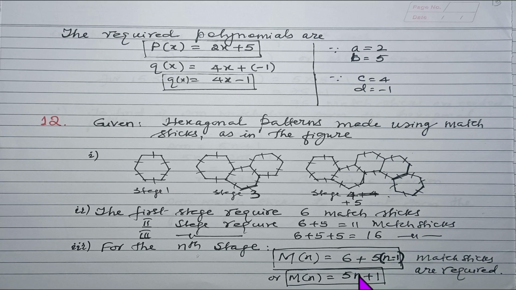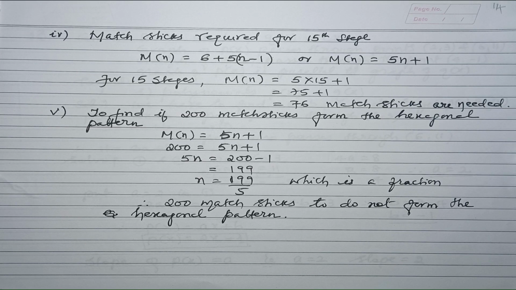Now if I take n as 1 here, 5 into 1 is 5, 5 plus 1 is 6 matchsticks. If I take 2 here, 5 into 2 is 10, 10 plus 1 is 11 matchsticks for the second stage, and 5 into 3 is 15 plus 1, 16 matchsticks for the third stage. So therefore for n stage we will have 5n plus 1 matchsticks required.